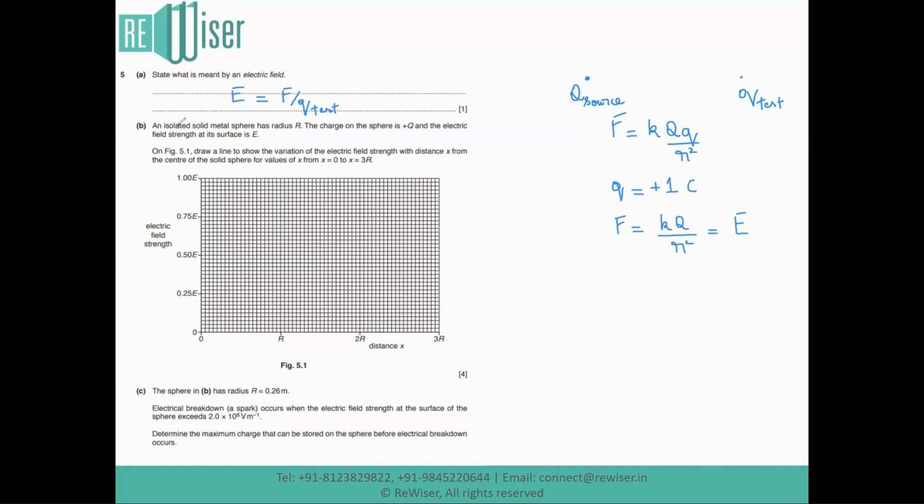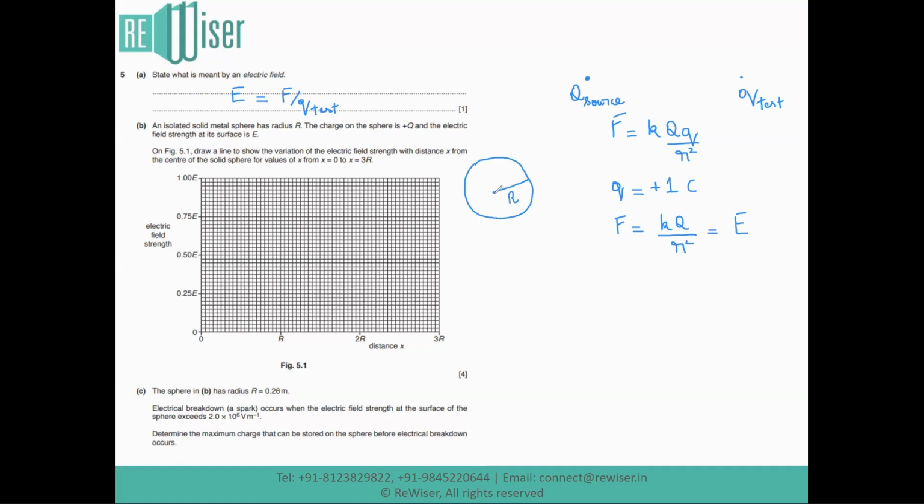Moving ahead, an isolated solid metal sphere has a radius capital R. The charge on the sphere is plus Q and the electric field strength at its surface is E. On the figure, draw a line to show the variation of electric field strength with the distance x from the center of the solid sphere, for x values ranging from 0 to 3 times R. So here we have a solid sphere. So we are supposed to find the electric field where the radius of this is R.